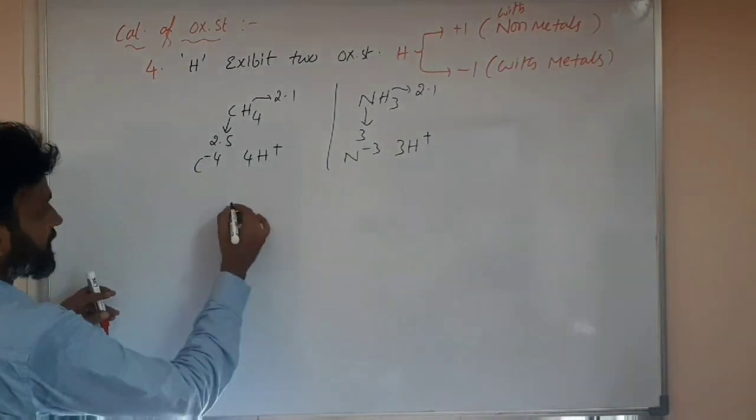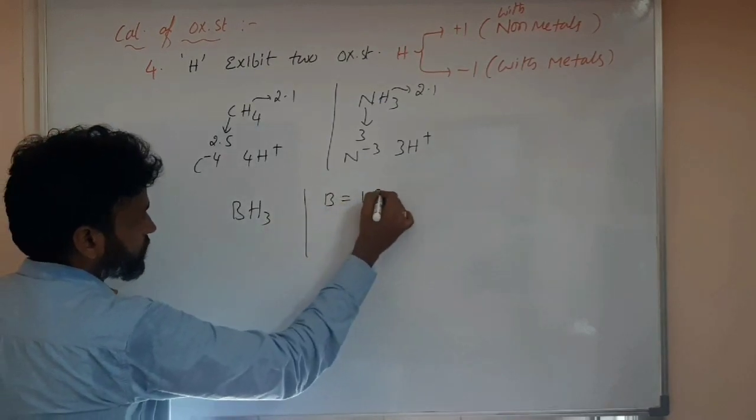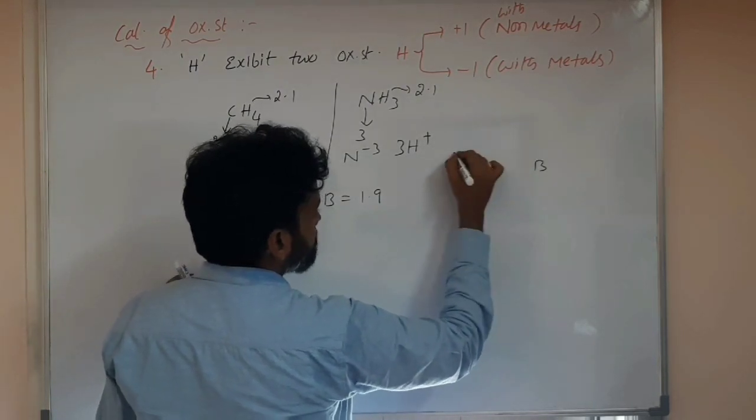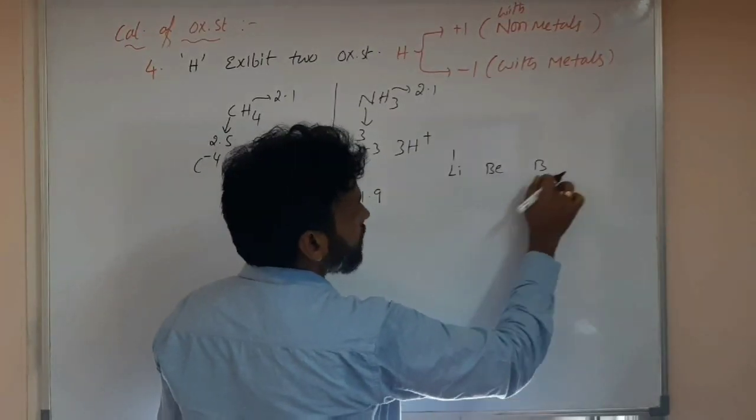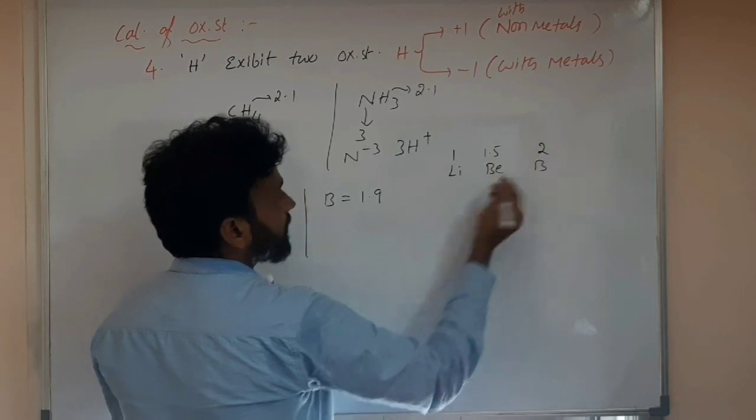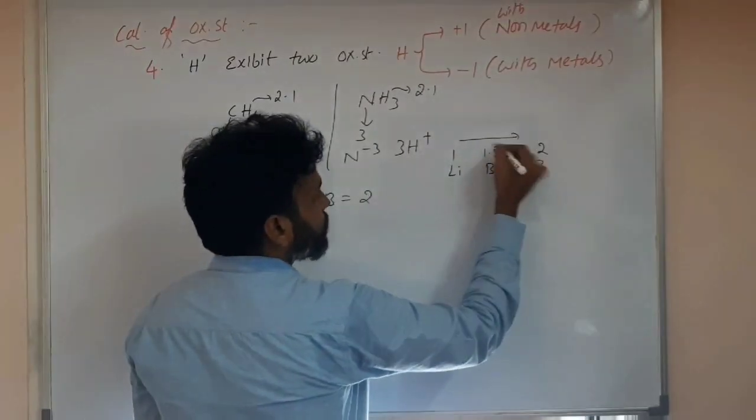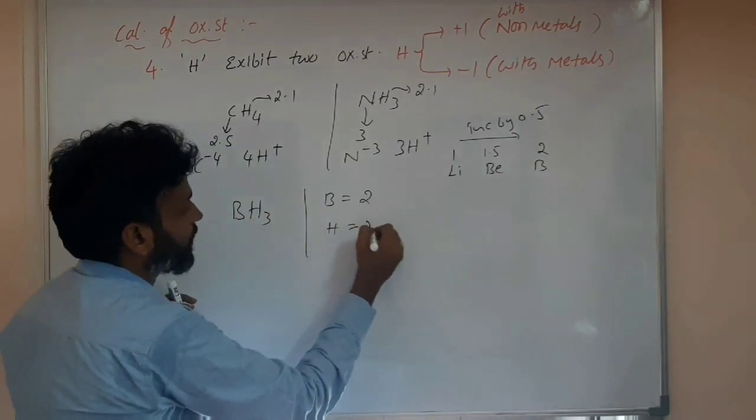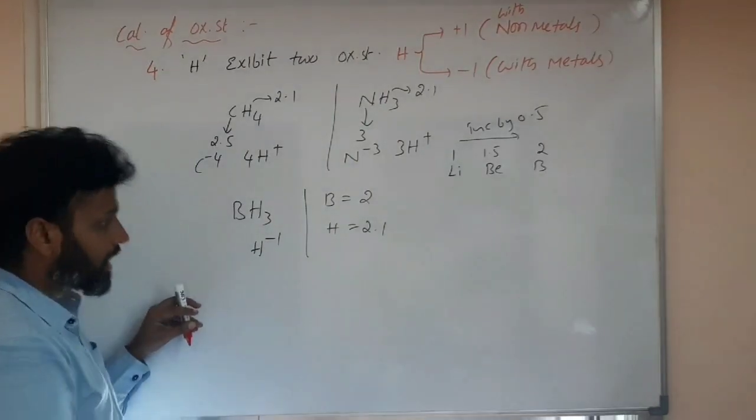But in some cases like BH3, boron electronegativity is 1.9. I gave you lithium, beryllium, boron and carbon, increasing by 0.5 each. Suddenly here hydrogen is 2.1, so hydrogen is more electronegative. So this is an exceptional case. Hydrogen has -1 and boron has a positive oxidation state.